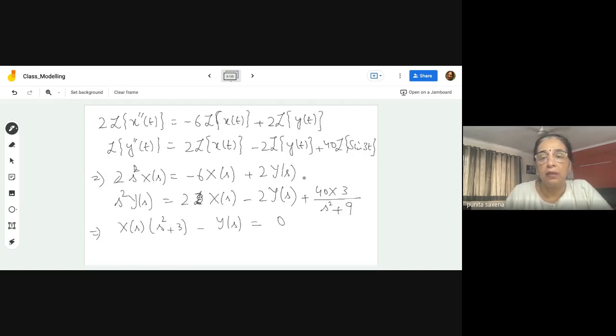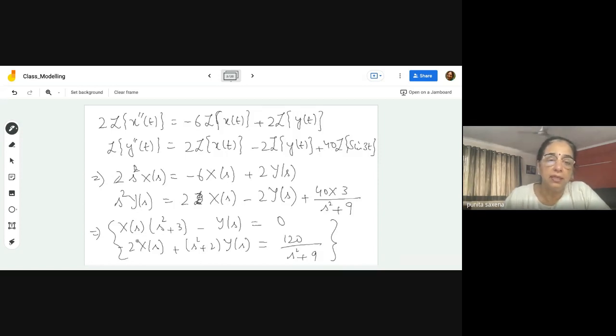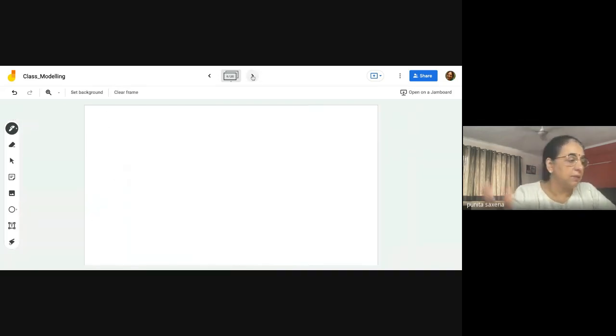This will be done, right? And the second will be minus 2Xs plus s square plus 2Ys equal to 120 upon s square plus 9. Now, isn't it like solving two simultaneous equations in capital X and capital Y? So what we can do is we can solve them further and we'll get Xs equal to something and Ys equal to something. Is that right?